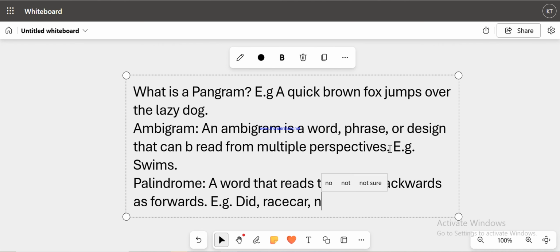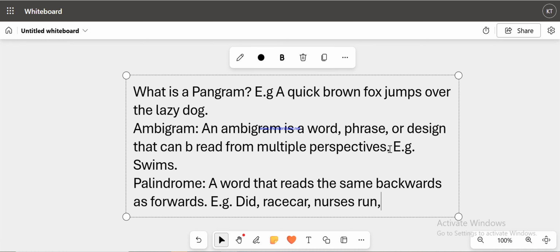Now, let's have this sentence: nurses run. If you read this from the front, you have nurses run. If you read it from the back, you have nurses run. Spelling from the back now, NURSES, that is nurses. Then RUN, that is run. So these are just linguistic concepts that are very interesting to know and to play with in the English language.